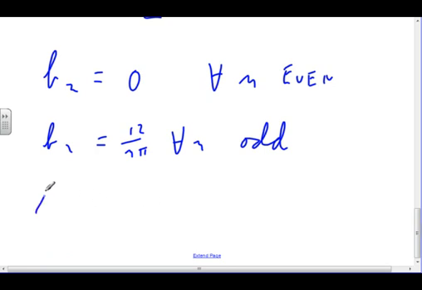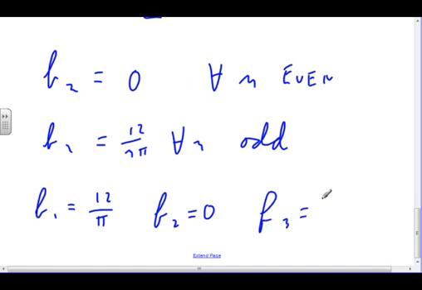Okay, so B1 should be 12 over pi. B2 is equal to 0. B3 is 4 over pi. B4 is equal to 0. B5, 12 over 5 pi.